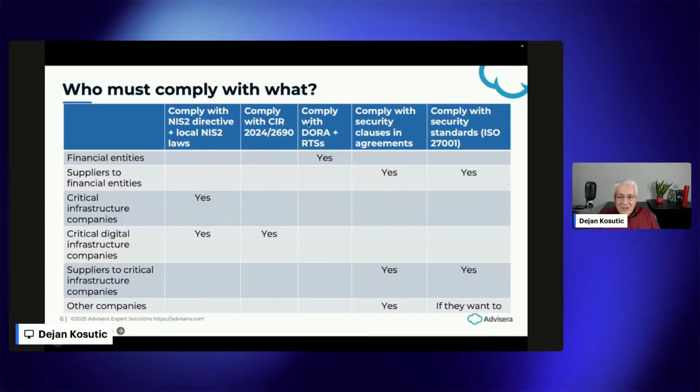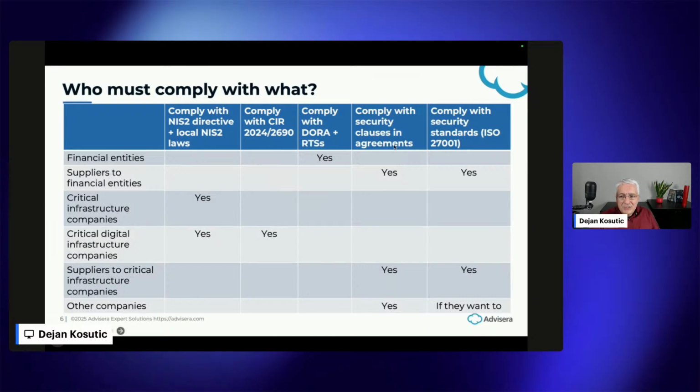Okay, and then let's move on to the third column, which speaks about DORA. DORA, as I mentioned, is applicable to financial entities. So banks, insurance companies, brokerage houses, investment banks, these kinds of companies or institutions. Again, only for the European Union.